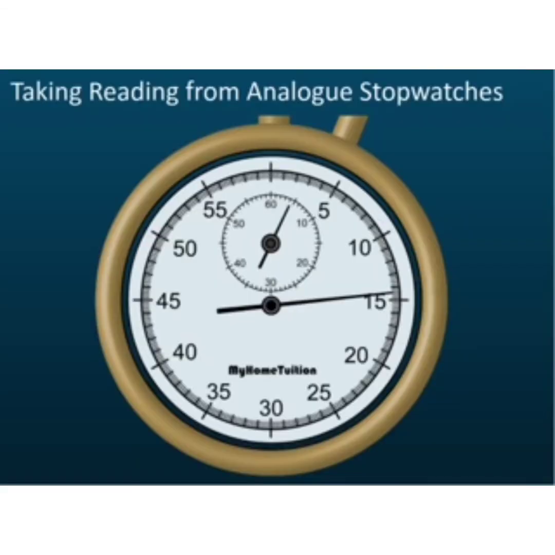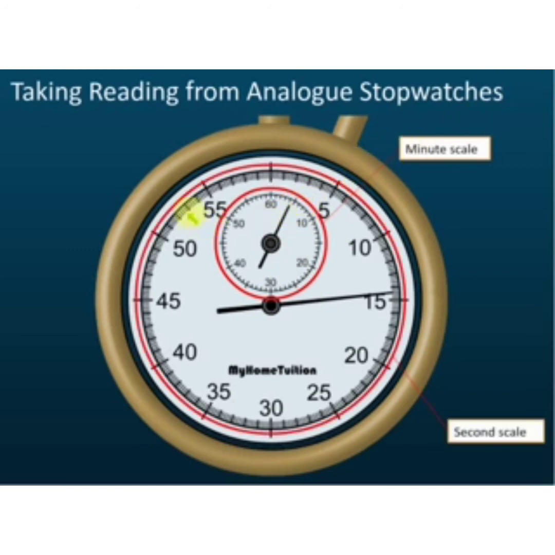You must know that this is the analog stopwatch. There are two scales. One in the middle here is called the minute scale. Each one is 1 minute. And then we have a big circle here. This is called the second scale. This is for you to measure seconds: 5 seconds, 10 seconds, 15 seconds, right? So we have a minute scale and a second scale.